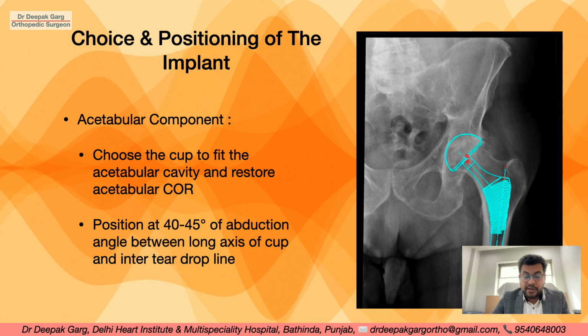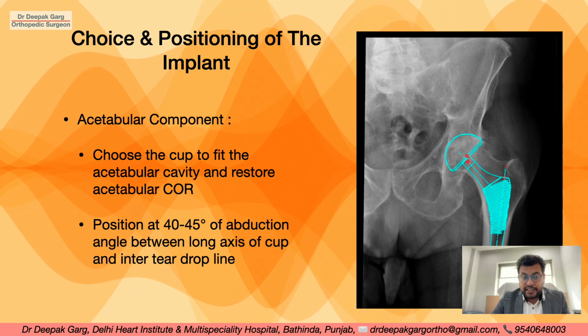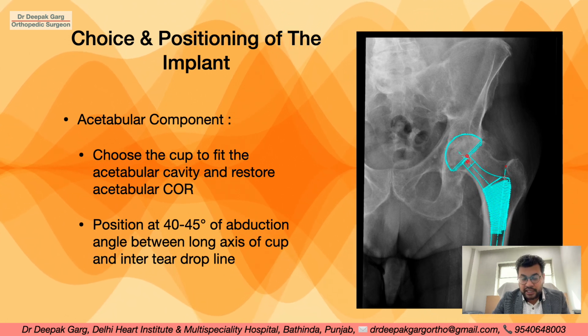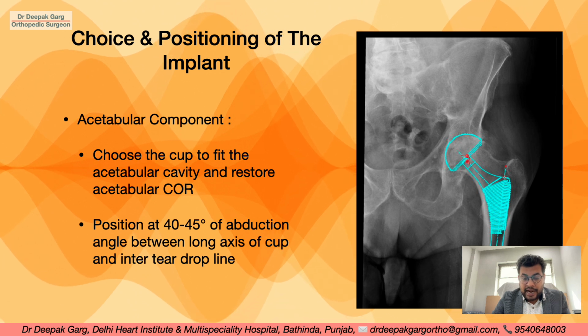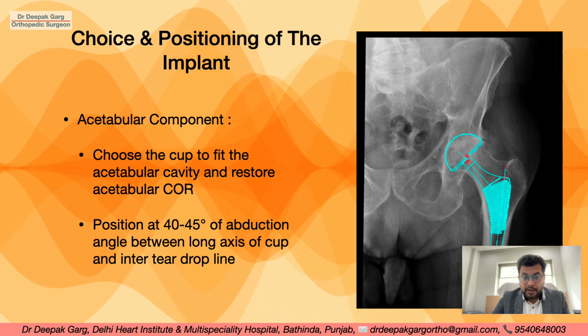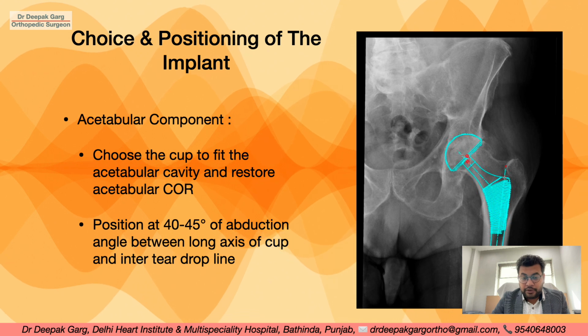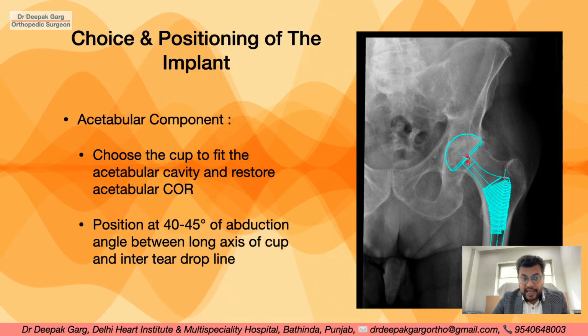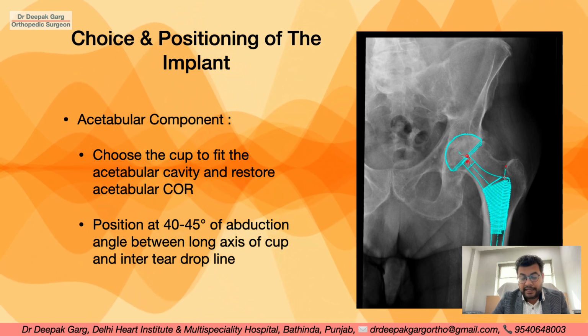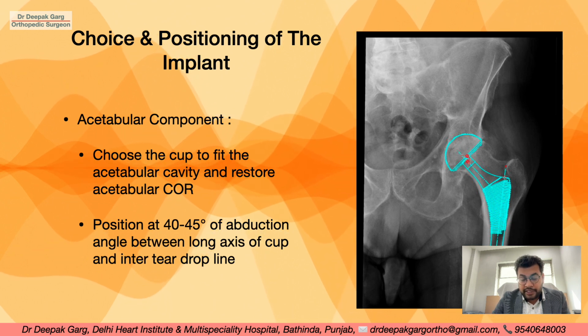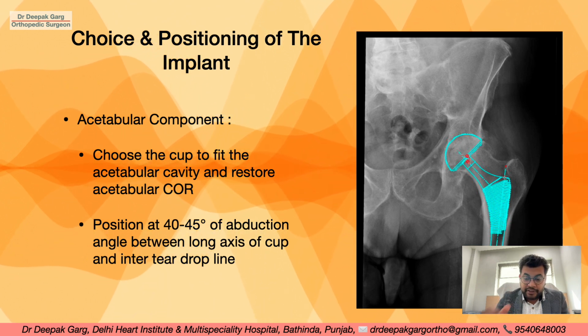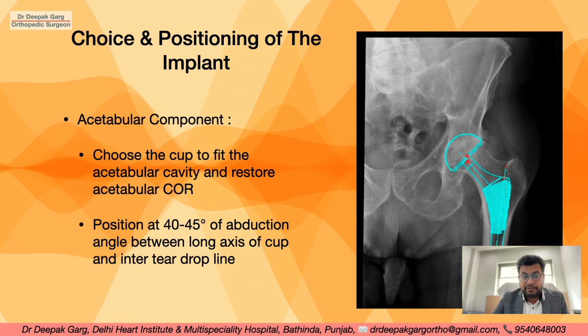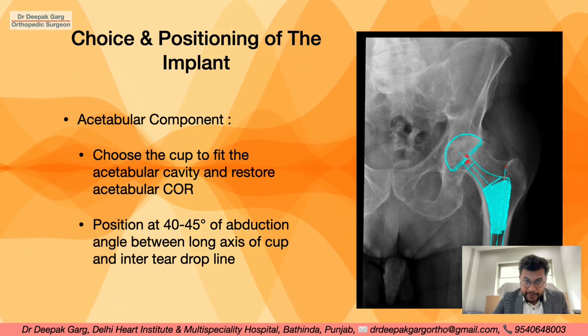The first is that we need to choose a cup that will fit the acetabular cavity and restore the acetabular center of rotation. The position of the cup should be 40 to 45 degrees of abduction. This is the angle between the long axis of the cup and the inter-teardrop line. So we need to maintain the cup at an angle of 45 degrees, and choose a cup that will fit the acetabular cavity properly.